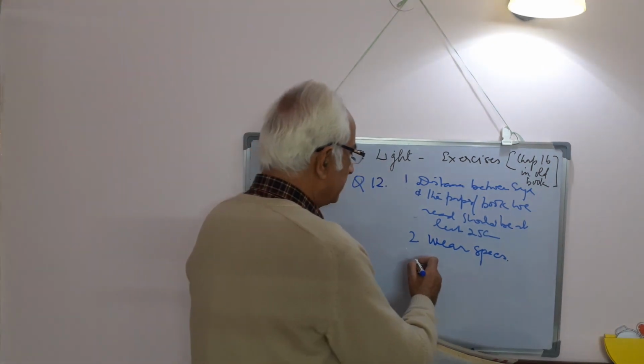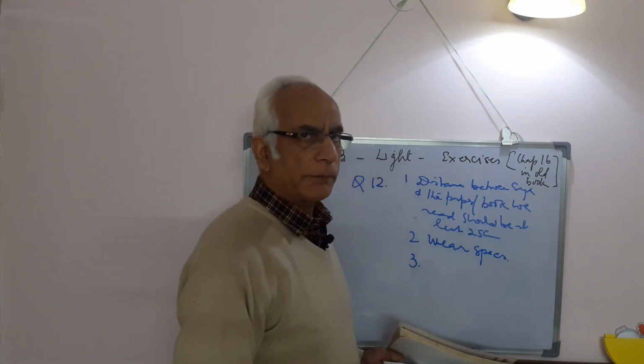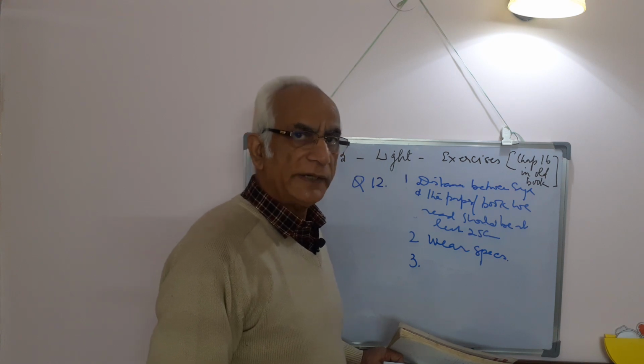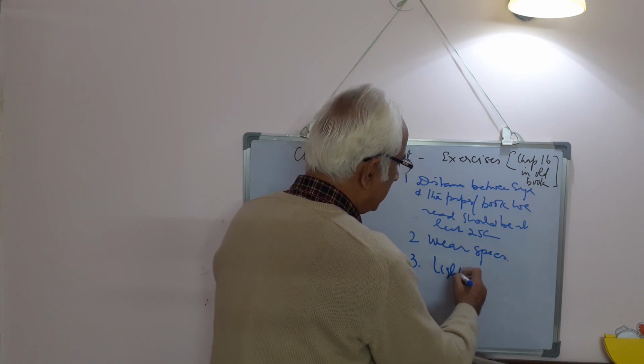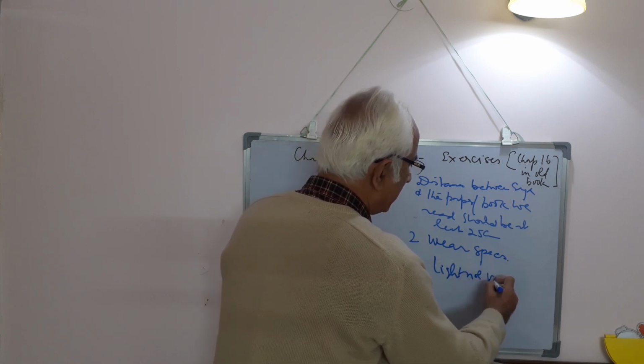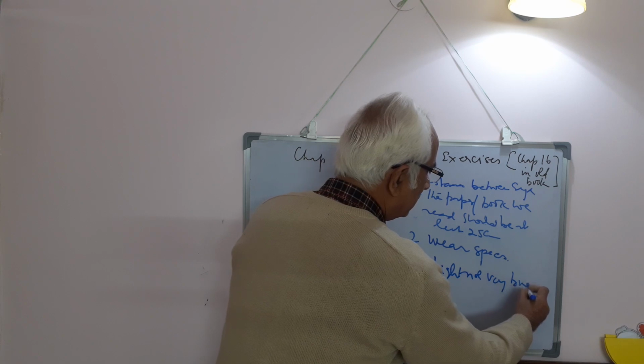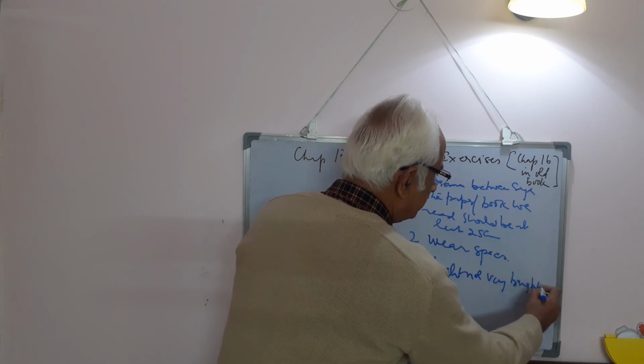Third, the light when you read a book or paper should not be too bright or too dim. Light should not be very bright or dim.